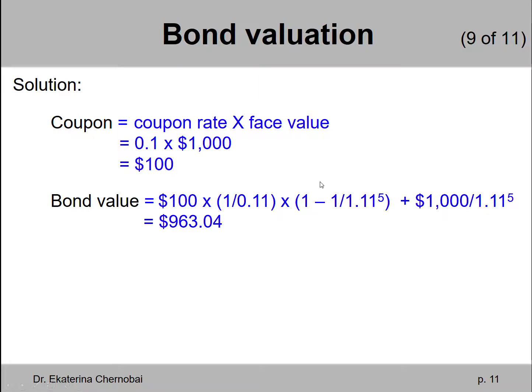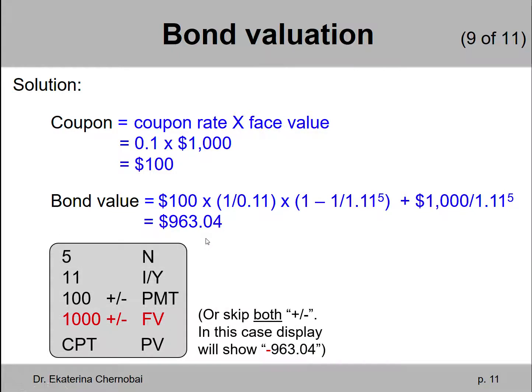We can either plug the numbers into the formula or use the financial calculator. So let's see how that's done. If you use the formula, then you will get $963.04. And now the financial calculator.